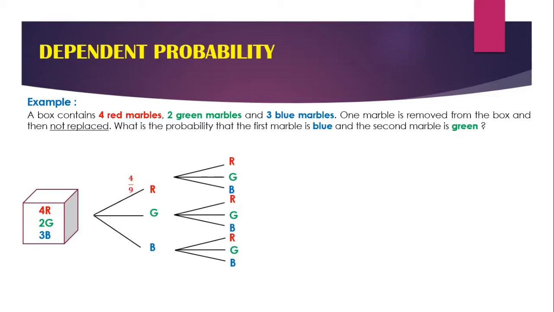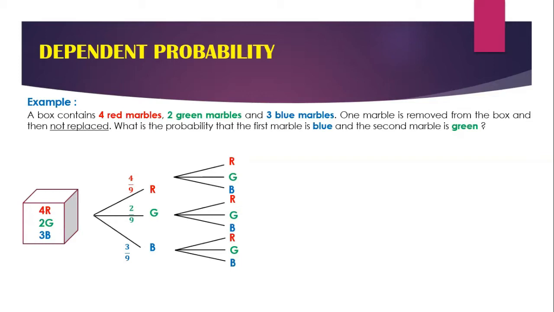The probability for the first pick of red is 4/9, green 2/9, and blue 3/9. That's very clear. Now, one marble is removed from the box and then not replaced.